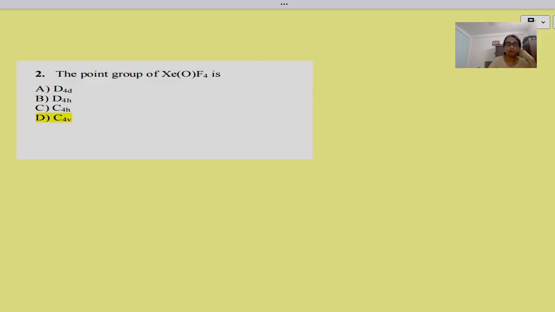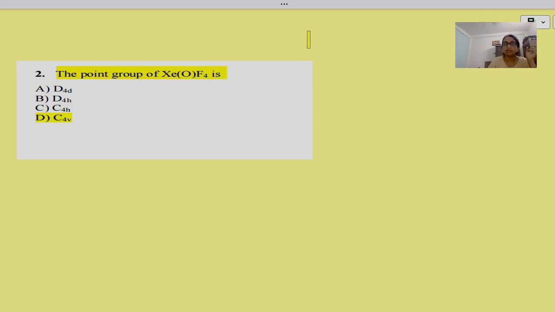In the previous video, you got the solution of question number 1. And now we start question number 2. In question number 2, they are asking about the point group of xenon oxofluoride. A compound is given and they are asking about its point group.